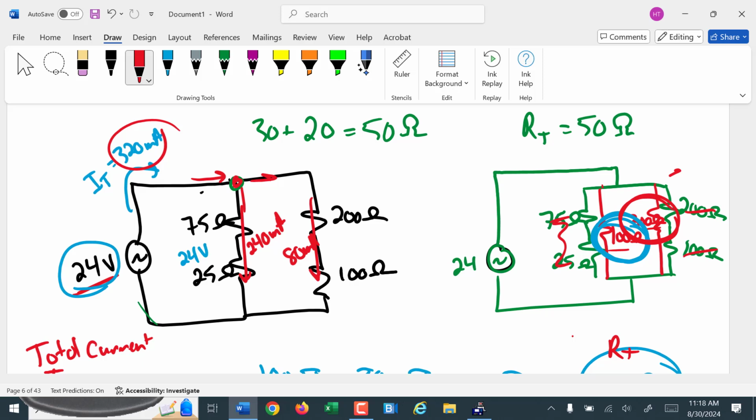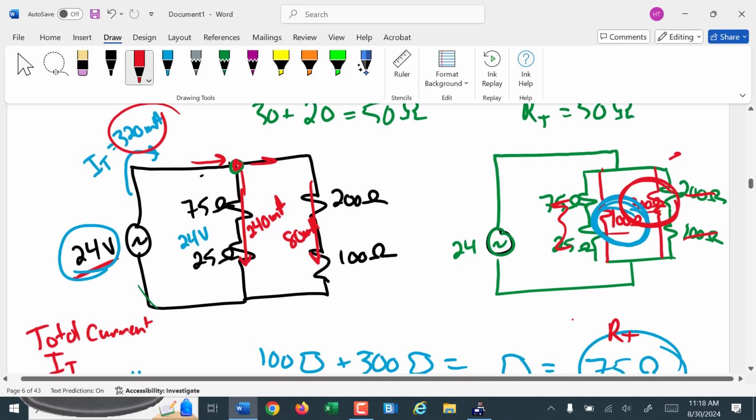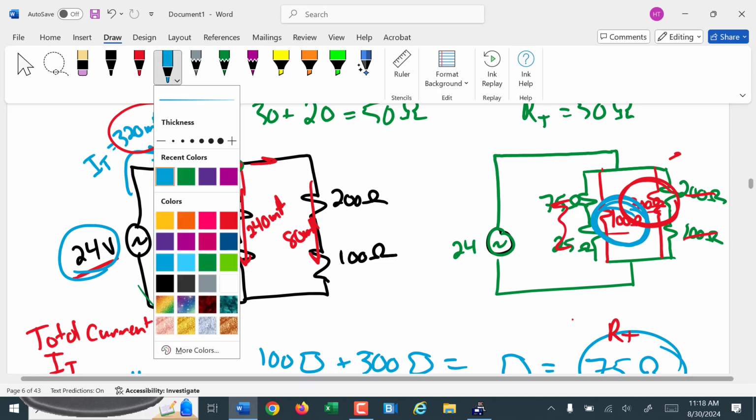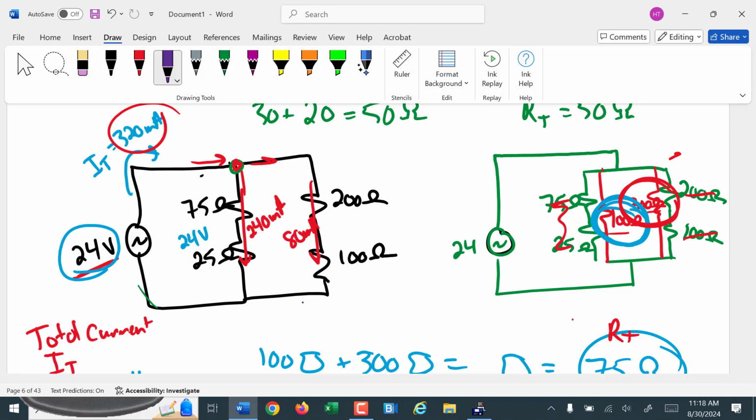And yes, it's called Kirchhoff's current law, the junction law. 320 milliamps coming into this joint, 240 and 80 is 320 milliamps coming out of that joint, so that they add up.